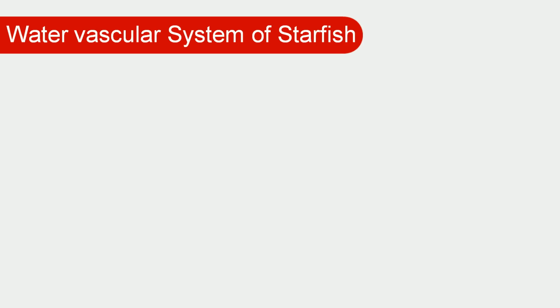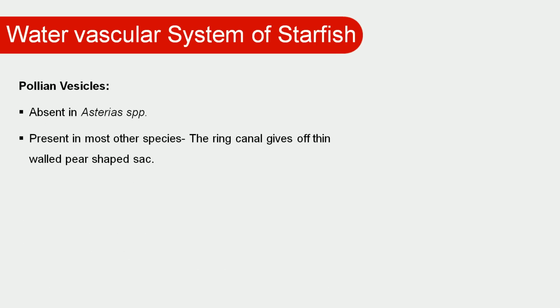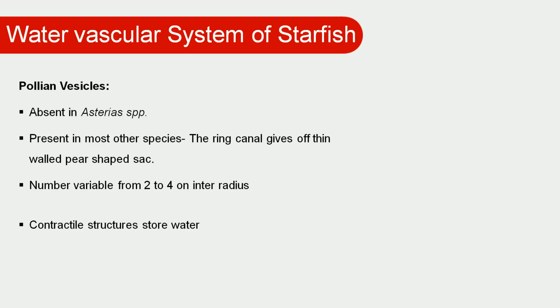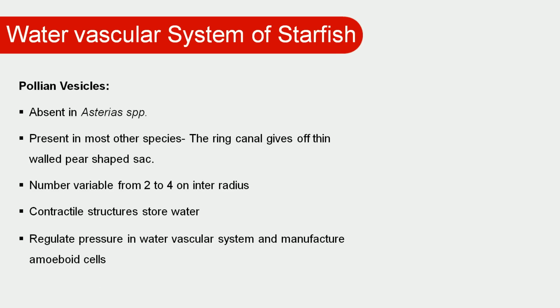The next structure is the Polian vesicles. The Polian vesicle is specifically absent in the starfish body, but is present in other echinoderms. The ring canal gives off thin-walled, pear-shaped structures. These are the Polian vesicles, and the number is about two to four in the interradial positions. They are contractile structures that store water, regulate the pressure in the water vascular system, and manufacture amoeboid cells.